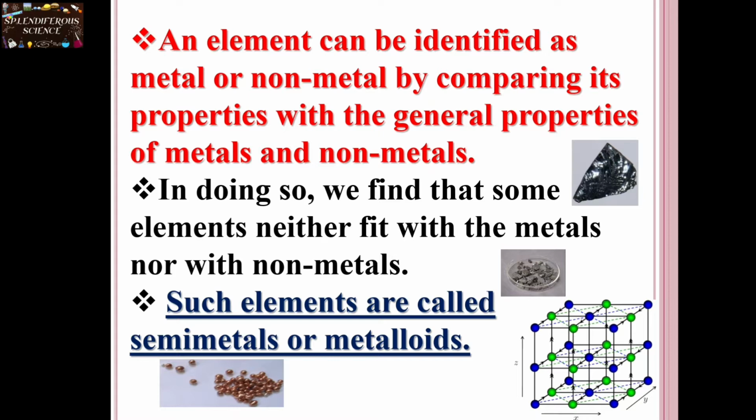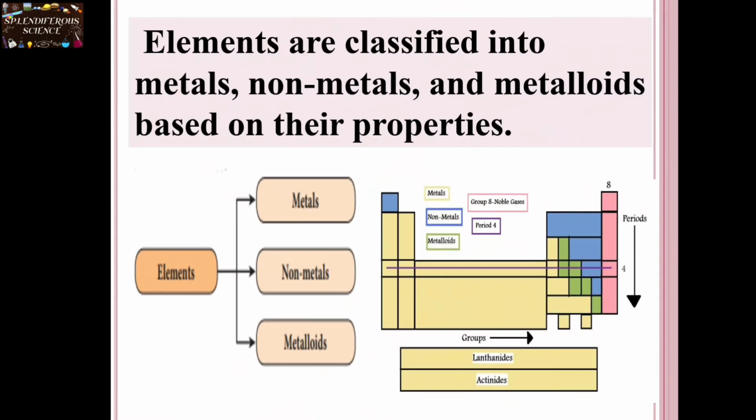Some elements neither fit with metals nor with non-metals, so we consider those elements as semi-metals, or those elements are called metalloids. Elements are classified into metals, non-metals, and metalloids based on their properties. So you can see here metals, non-metals, and metalloids.